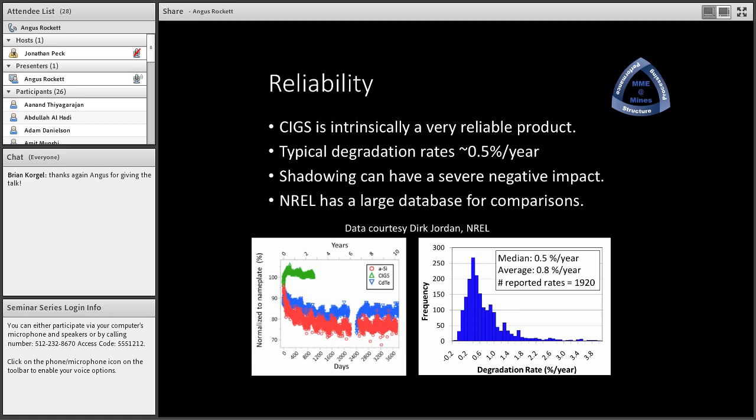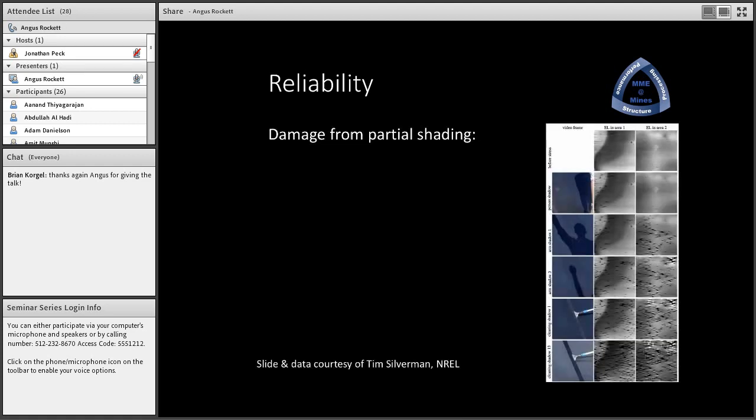And in tab and string technologies, the individual cells can differ. And so it's always a question of whether you can match them well or not. Reliability is important. CIGS is intrinsically a very reliable product. Typical degradation rates, as shown in the plot below from Dirk Jordan at NREL, are typically about 0.5% per year. And in fact, you can see from the plot on the left that CIGS devices can actually show an improvement initially in the first few days of operation. They can get better before the performance starts to degrade over time.